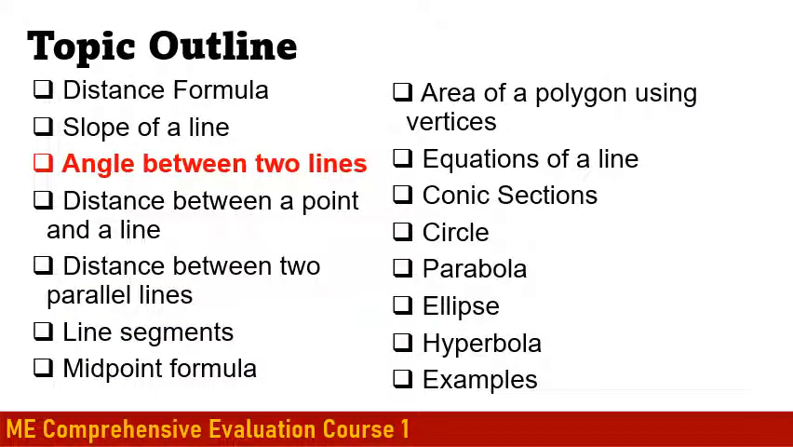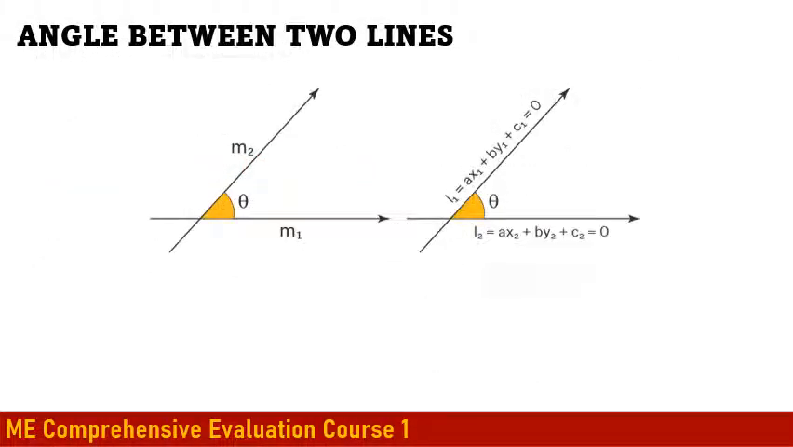The angle between two lines. Say, for example, the lines l1 and l2 here in the presentation with their corresponding equations. From those two equations, we can also get the slope of each line. The angle between two lines using their slopes can be written such that tan theta is equal to the slope of the second line minus the slope of the first line, divided by 1 plus the product of the two slopes.